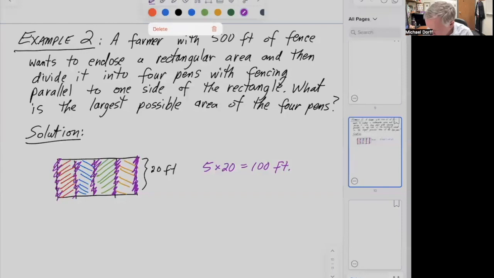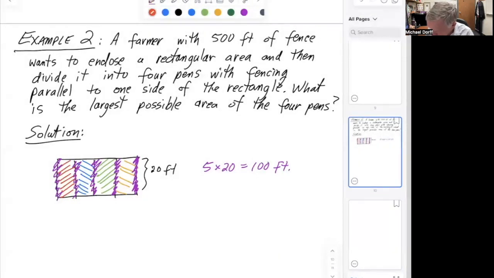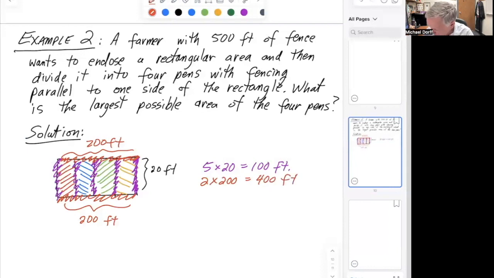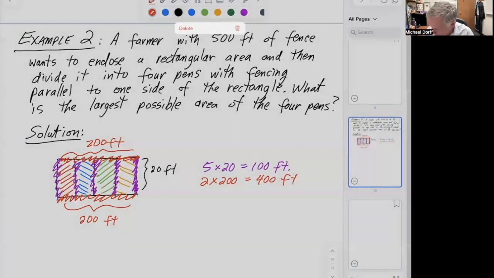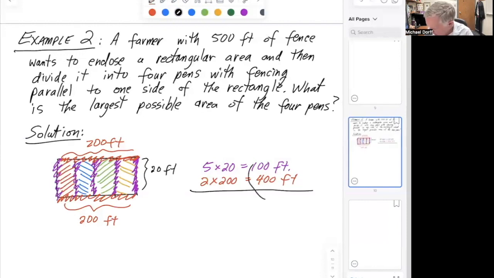And then on the other side, I'll use red here. At the bottom, we've got this one in red. And what is that length there? If you think about this a little bit, you could figure out that this would have to be 200 feet. And this top one, a horizontal fence, would be 200 feet. So if I've got 2 times 200 feet, that's going to give me 400 feet. And so if I add all the vertical fencing with the horizontal fencing here, I'm going to get 500 feet, which is how much we have.